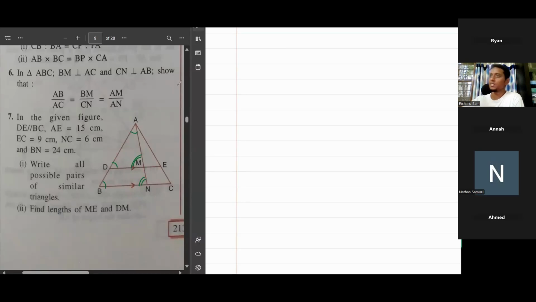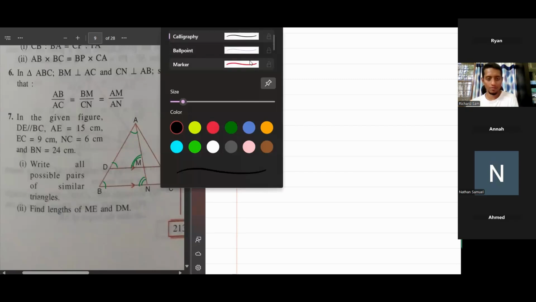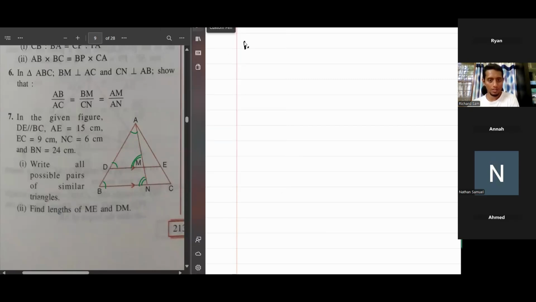So you have all three properties. Angle A is equal to angle A, but don't write angle A because there are so many angles. You have to write the full name for this angle. BAN for the big triangle, and for the small triangle that is DAM. So we write angle BAN is equal to angle DAM, because it is a common angle.